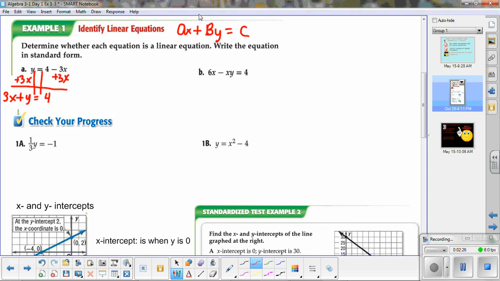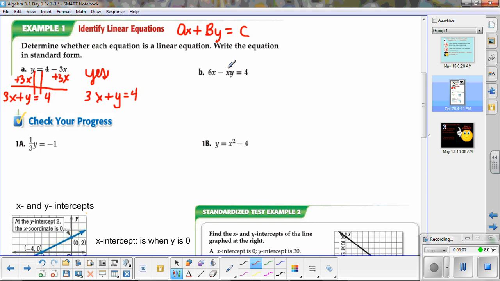Since I can write it in the form ax plus by equals c, it is linear. So yes, it is linear. And the standard form is 3x plus y equals 4. It fits all the rules because the number in front of x, or the coefficient of x, is greater than or equal to 0. These two numbers are not both 0. And 3, 1, and 4 do not have a common factor bigger than 1. So we are finished.